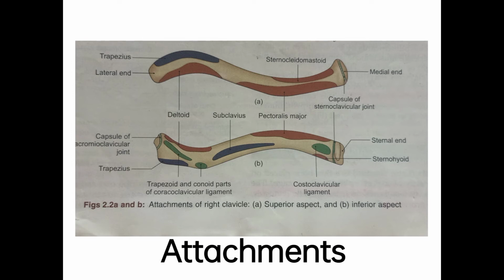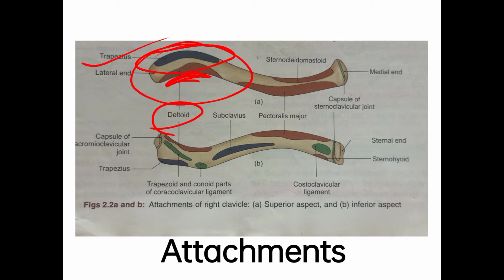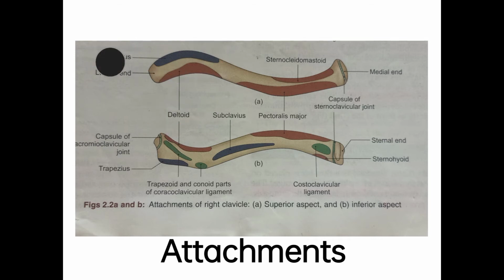Now the lateral 1/3 of the shaft. Anteriorly it gives origin to the deltoid muscle. Posteriorly it provides insertion to the trapezius. Moving further, the conoid tubercle and trapezoid ridge give attachment to the conoid and trapezoid parts of the coracoclavicular ligament.